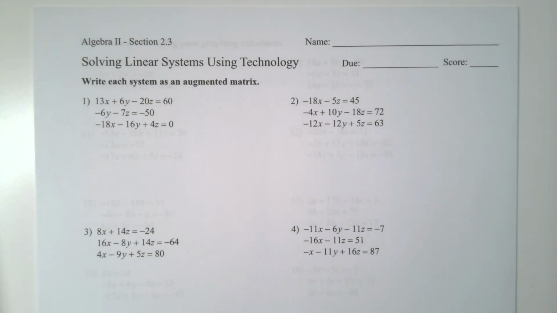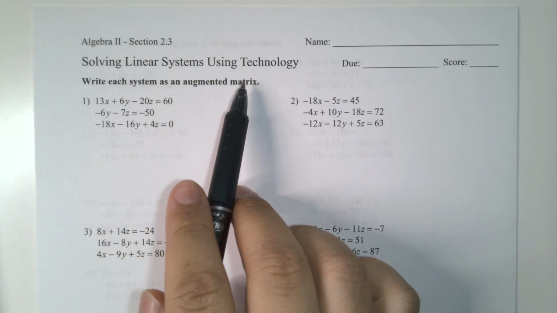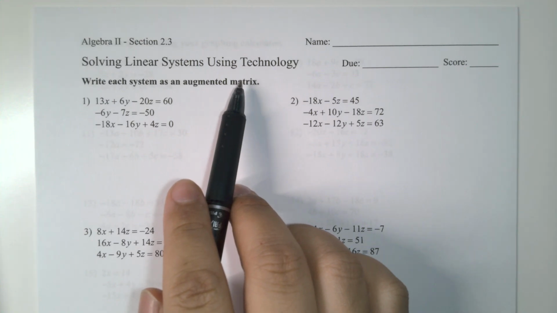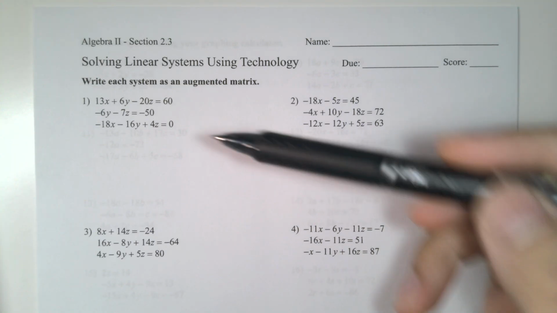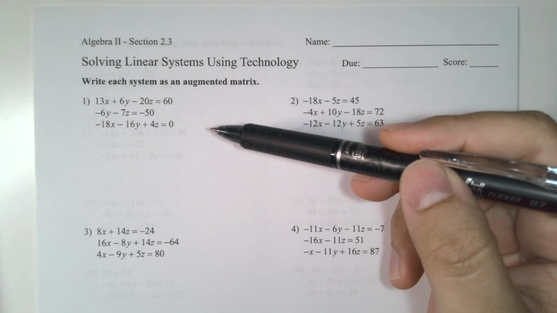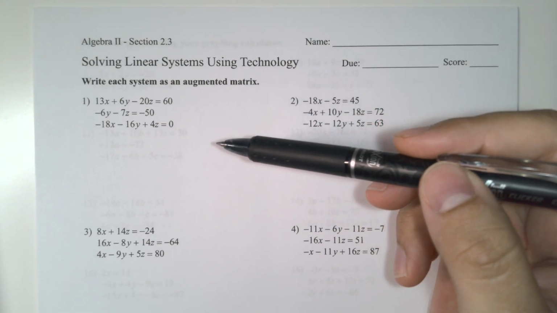So, in this video, we're going to go over section 2.3, solving linear systems using technology. And by technology, that means our TI-84 calculators. So, you'll need that to do this lesson, but before we move on to that, first we got to know how our calculators actually interpret a system of equations, and so we have to be able to write a system of equations as a matrix.